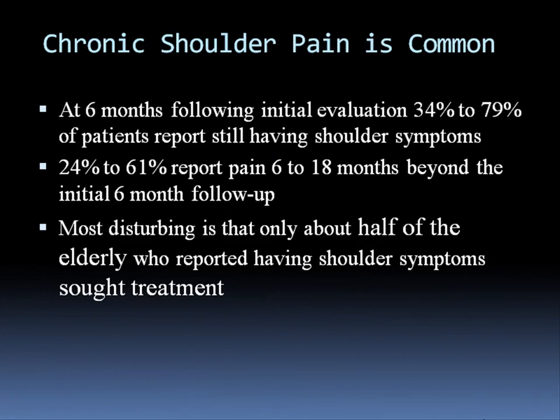Chronic shoulder pain is common. At 6 months following initial evaluation, 34 to 79% of patients report still having shoulder symptoms. 24% to 61% report pain 6 to 18 months beyond the initial 6-month follow-up. Most disturbing is that only about half of the elderly who reported having shoulder symptoms actually sought treatment.